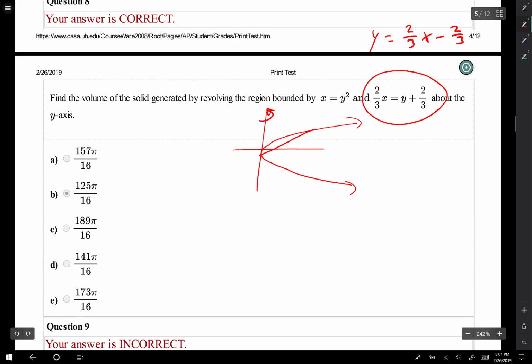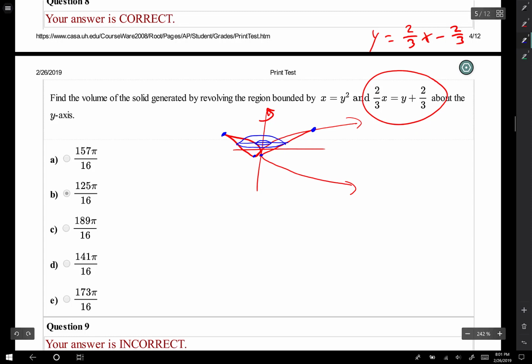So there's the region. I don't know if you can see it. So it's going to look something like, let's see. Something like that. So here is my cross sections. And as you can see, they're washers. So I need to figure out this low value, and I need to figure out this high value. So how do we do that? Simple.